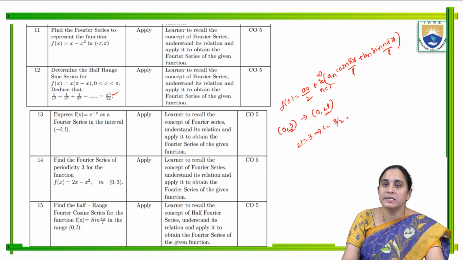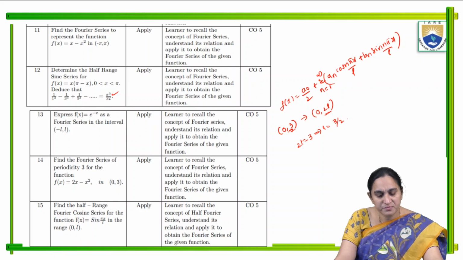First of all, write the L based formula within 0 comma 2l, and after that, first of all, we can find the L value. Comparing with the given interval, L is equal to 3 by 2. After that, it is the same as the last question, L based questions.